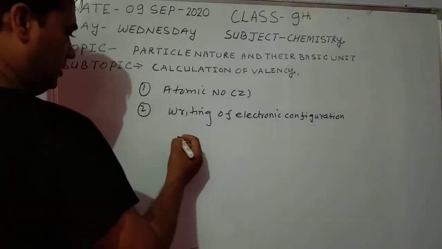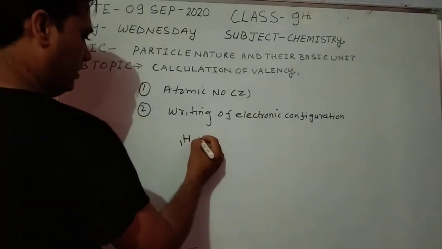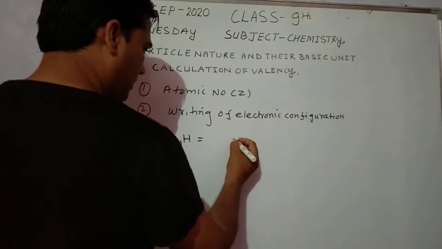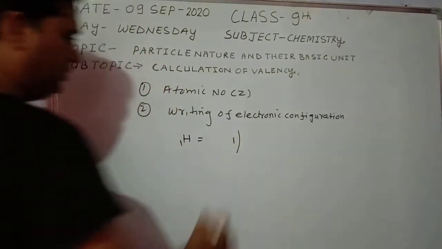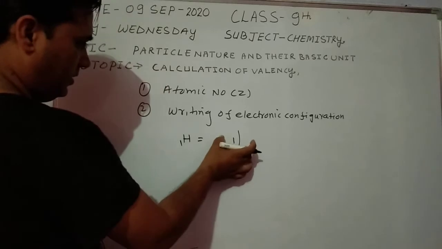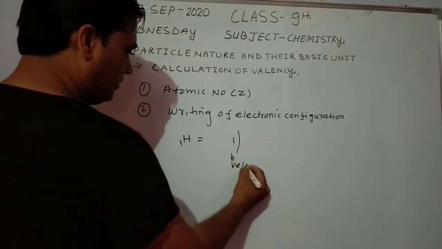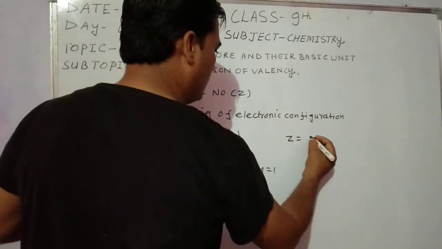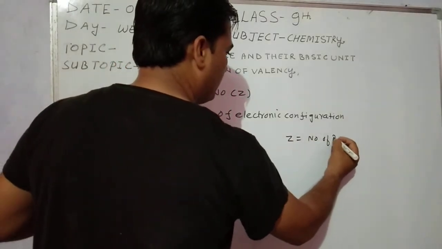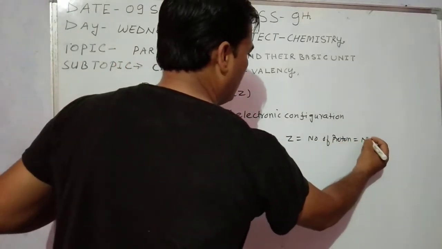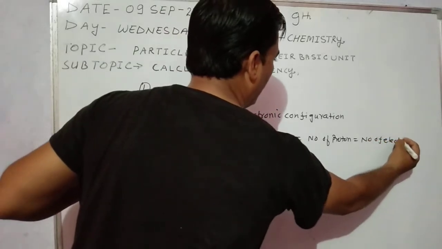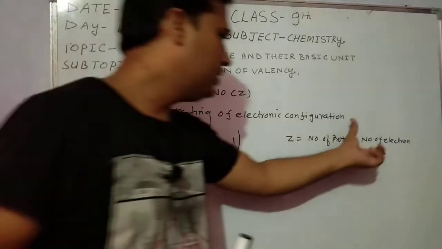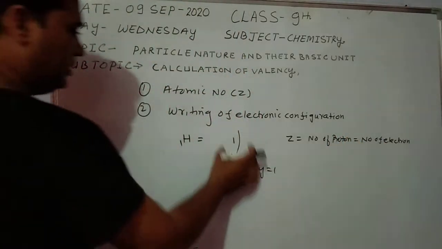For example, hydrogen, atomic number 1, so its electronic configuration is: the first shell contains 1 electron. So its valency is equal to 1, because atomic number Z is equal to number of protons is equal to number of electrons. So for valency, number of electrons is required. So its valency is 1.